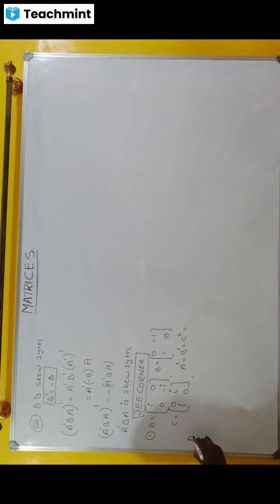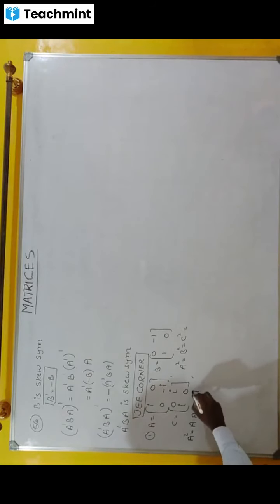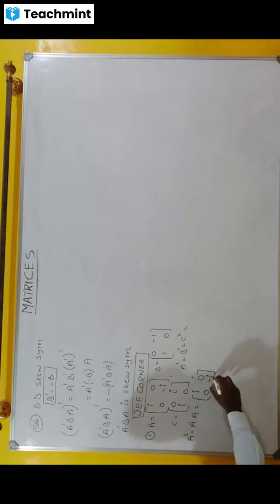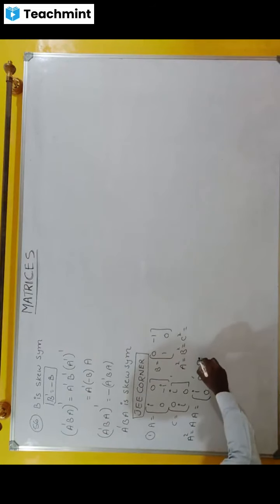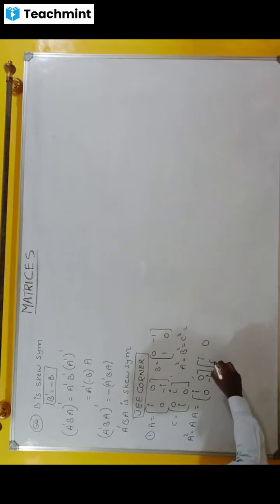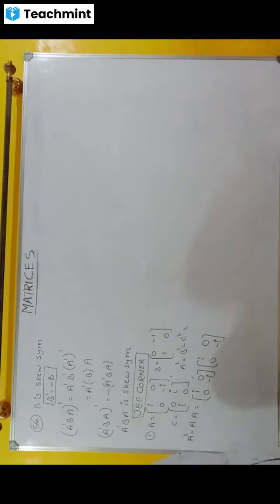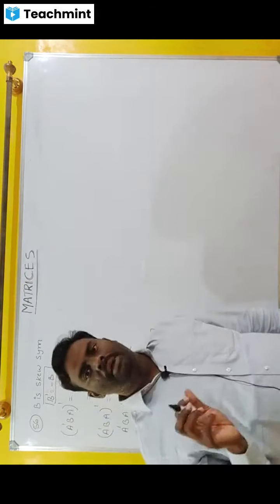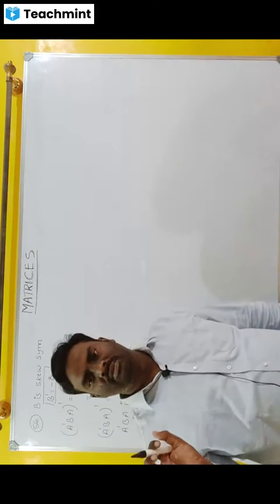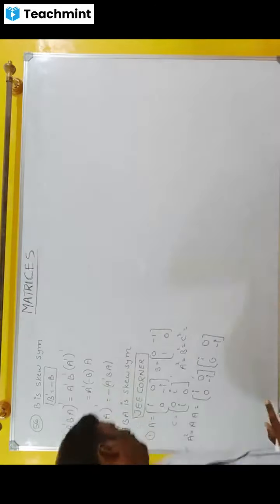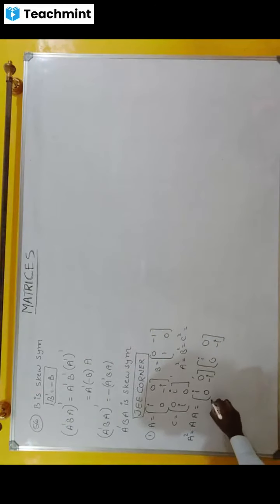Now A square I am finding. A square is nothing but A into A. What is A matrix? [i 0; 0 -i]. Again the same, [i 0; 0 -i]. Already we know how to apply the matrix multiplication concept, row into column. Now what do we get?